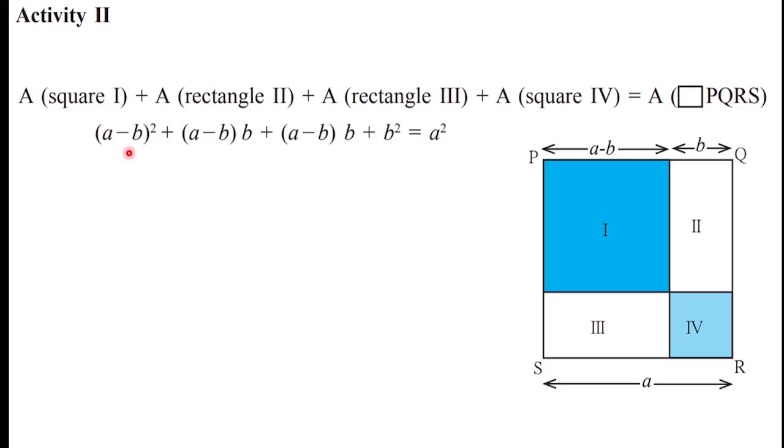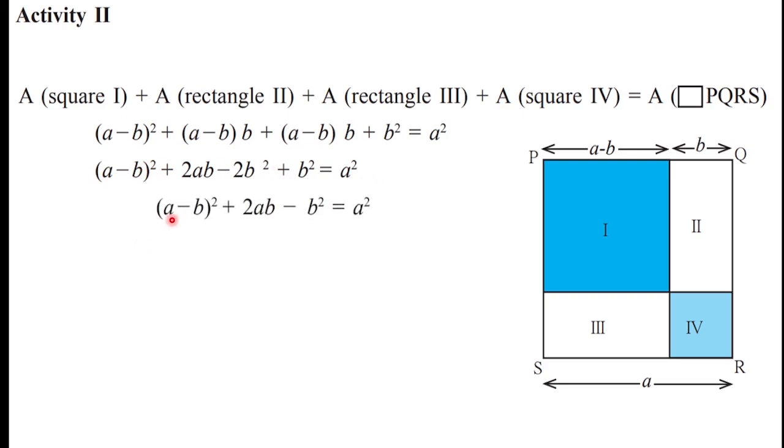Right? Then here it will be A minus B the whole square, and this will be plus 2AB minus 2B square, and then plus B square is equal to A square. So it will be A minus B the whole square plus 2AB minus B square is equal to A square. So therefore A minus B the whole square is equal to A square minus 2AB plus B square.